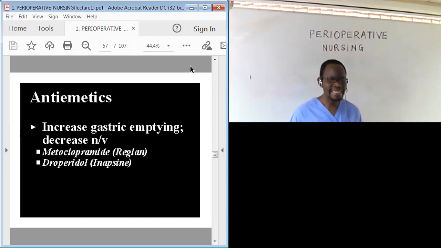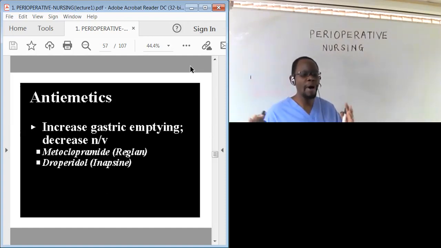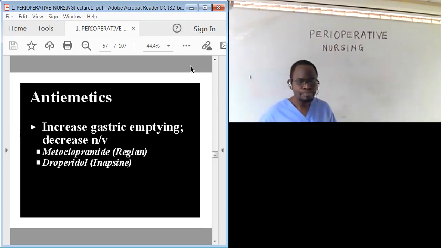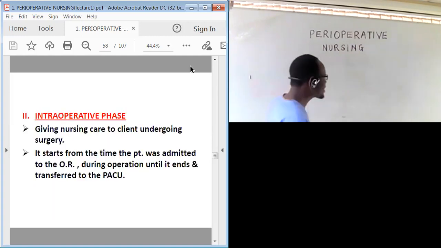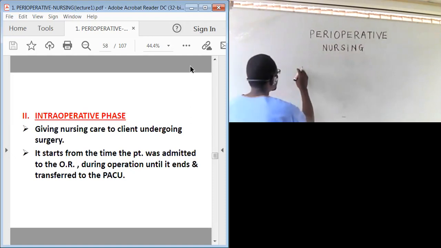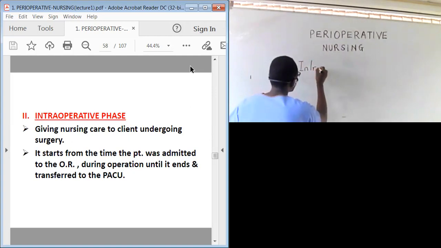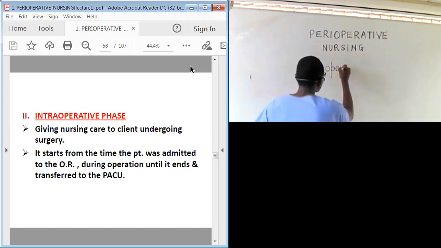All right. So basically, that marks the end of the preoperative nursing, or what happens in the preoperative phase. And so we want now to move on to phase 2, what we refer to as the intraoperative.